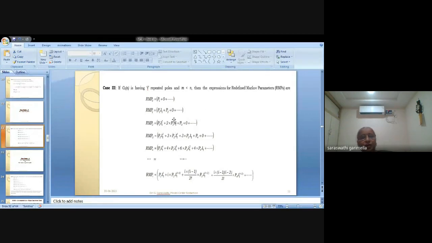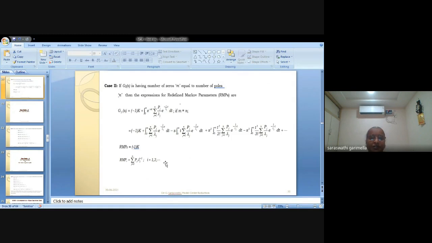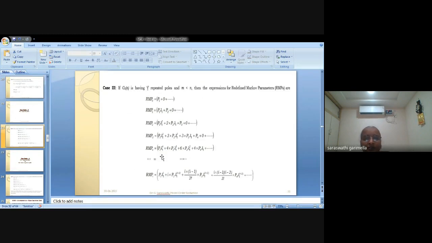So if you go on using this summation series for different i's, you will get like this. So ultimately you will get the ith Markov parameter, the redefined Markov parameter, like this.